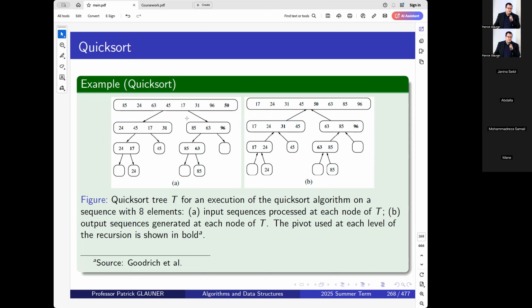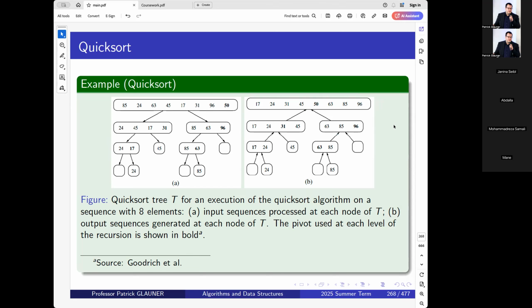We are doing this procedure exactly the same for the right one here, the 85, 63, and 96. So eventually we get 63, 85, 96. And then we're done. We have sorted the whole data set because the left sublist is the 17, 24, 31, 45, then the pivot 50, and then the 63, 85, 96.